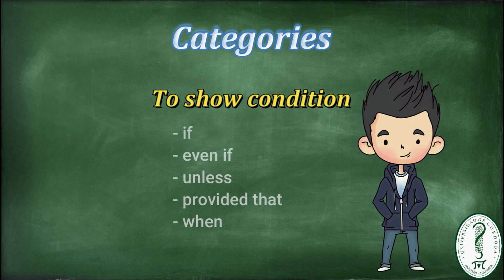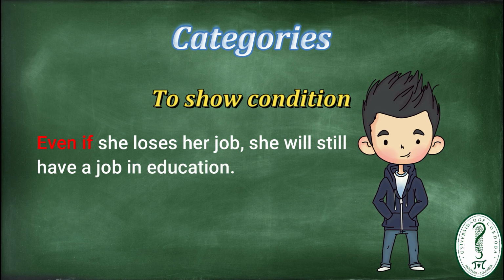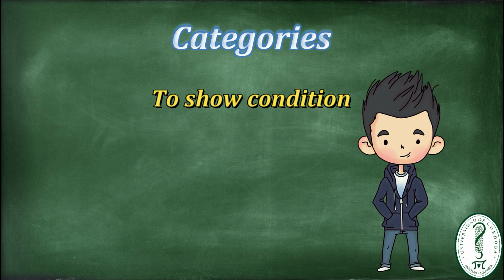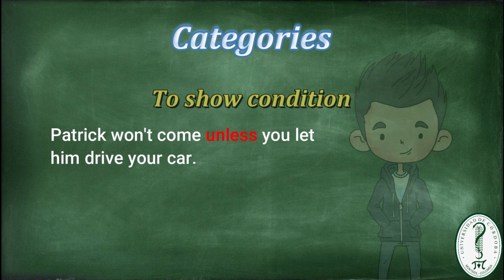Condition. When we want to express the idea that some things can happen only in certain conditions, we can use conditional connectors. For example, even if she loses her job, she will still have a job in education. Patrick won't come unless you let him drive your car.